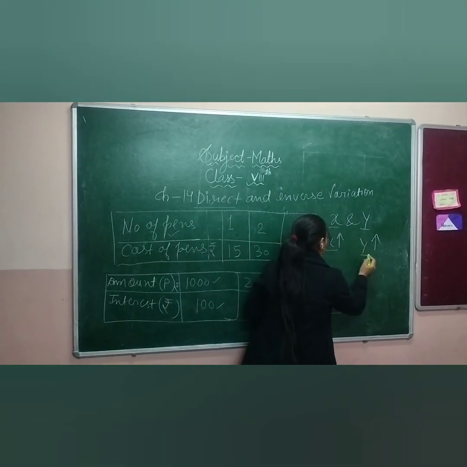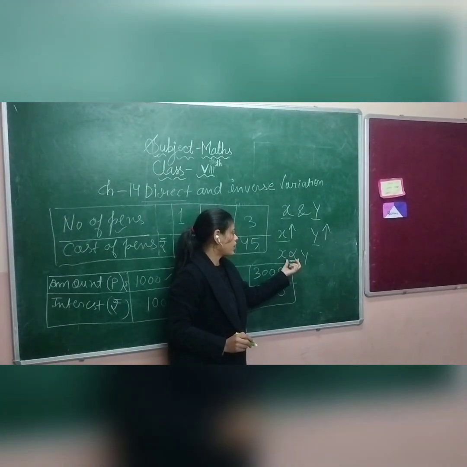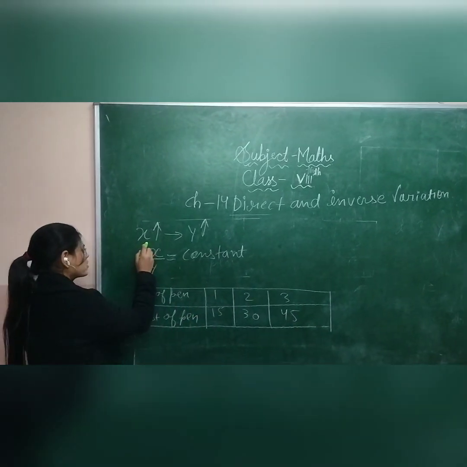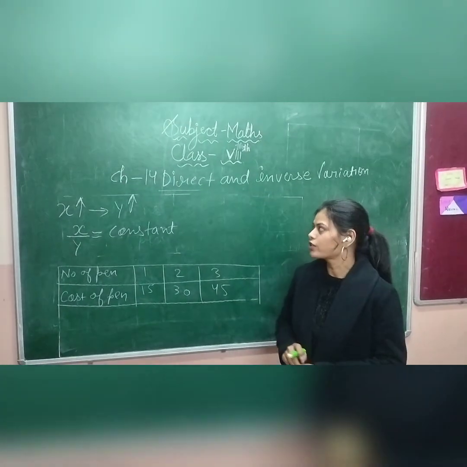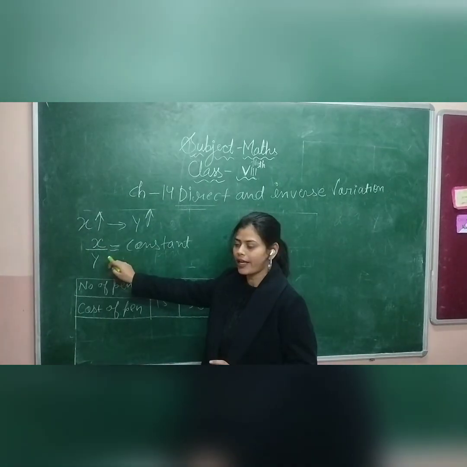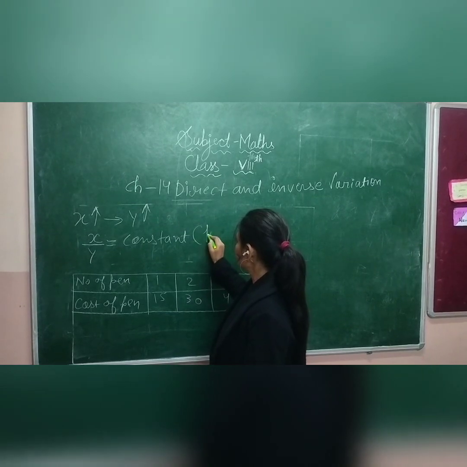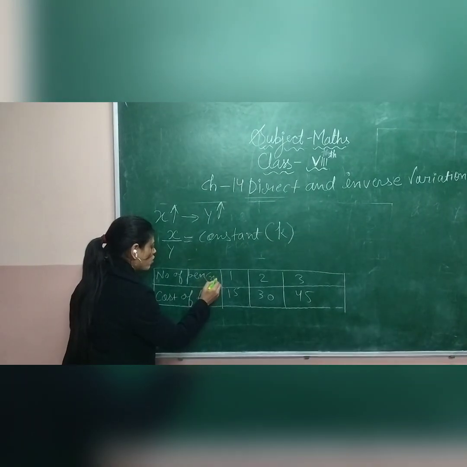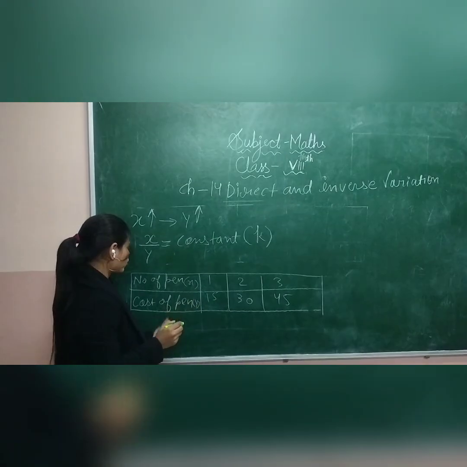Finally, as you can see, this is what we have done. Now let's see proportional. It means whenever x is increasing, y is also increasing. So this kind of variation is called direct variation. Now let's check: x divided by y is equal to what? Constant. Now I am taking this constant as k. Now the ratio of x and y. Suppose this is my x value and this one is my value of y. Now just take the ratio of it.